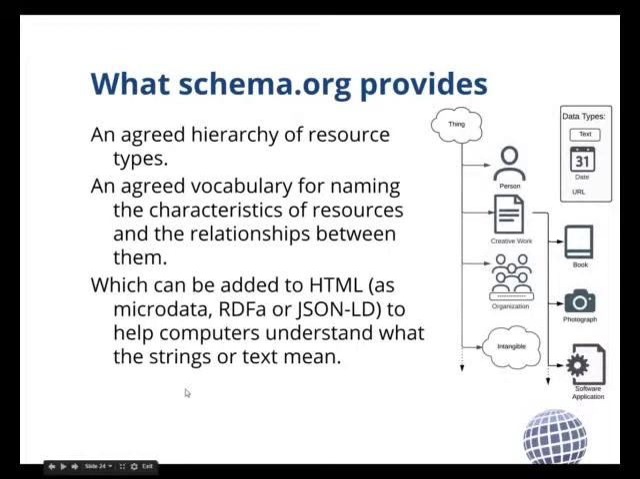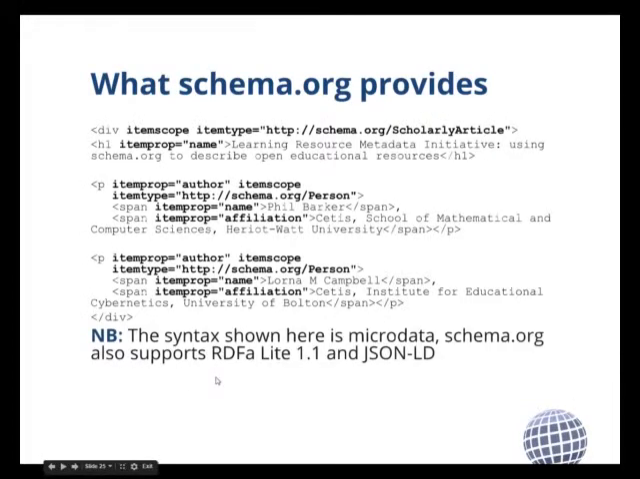This information can be added to HTML in one of three formats: microdata, RDFa, JSON-LD, to help computers understand what the text and strings within that HTML actually mean.